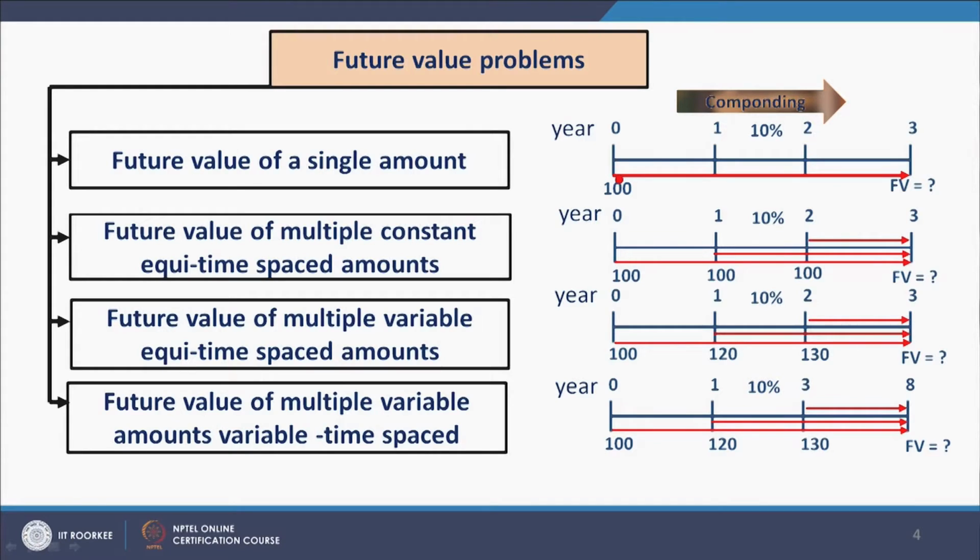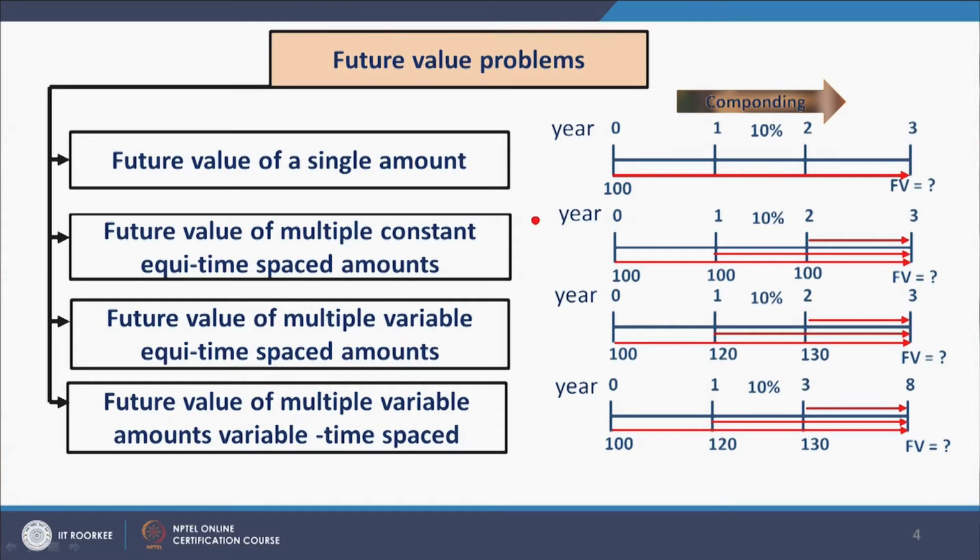Now, the future value problems can be divided into 4 types of problems. The first is the future value of a single amount. Here in the timeline, at 0, 100 rupees is invested; this is a single amount. I want to find out the future value of this at the end of 3rd year. So, here PV is what?